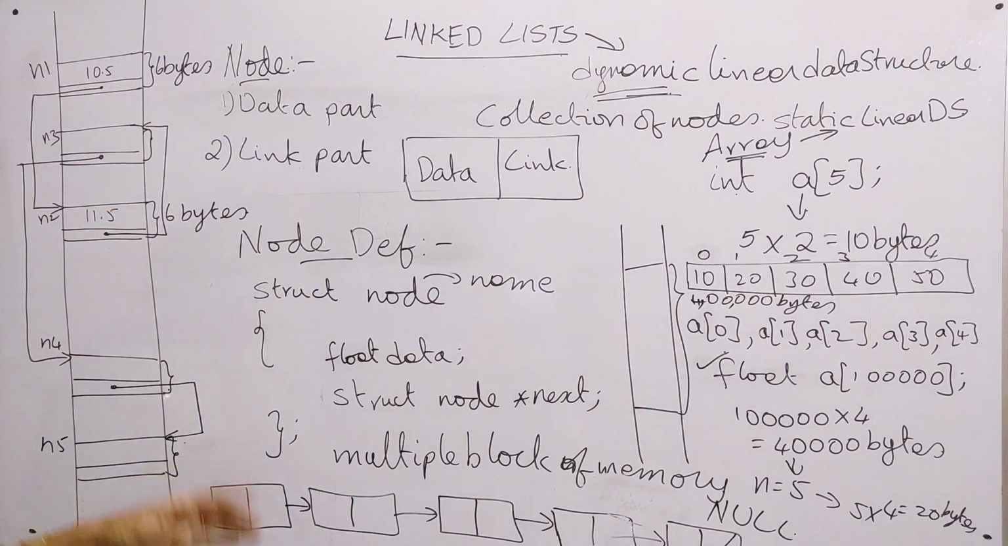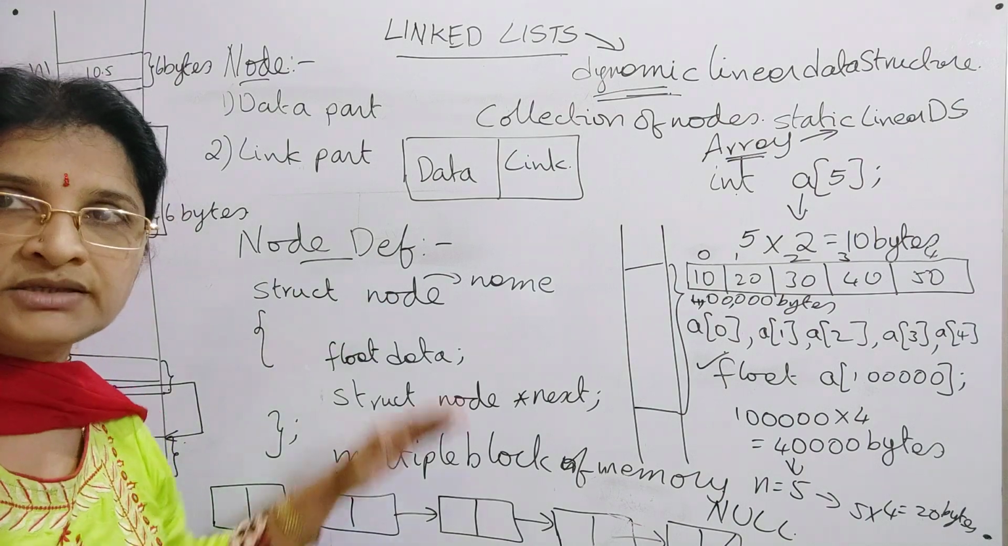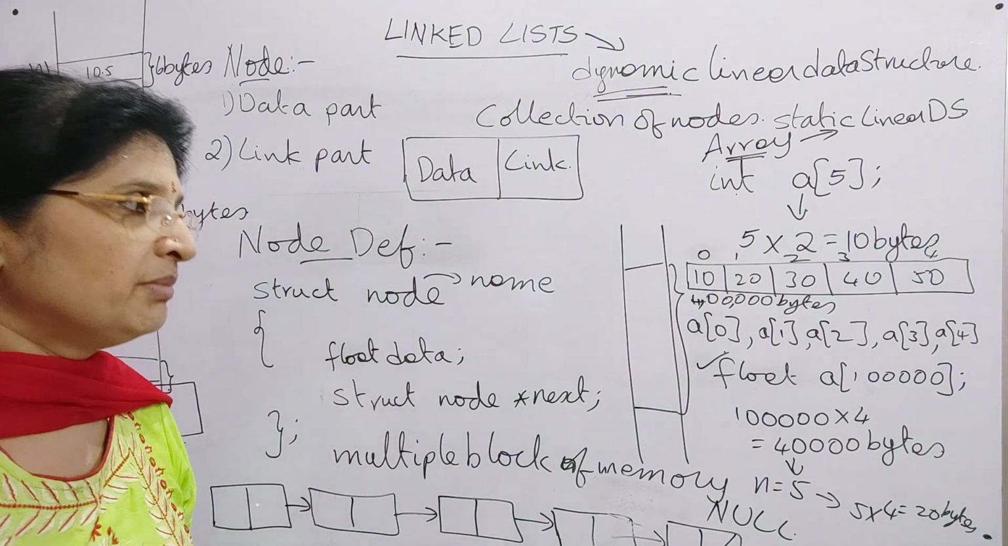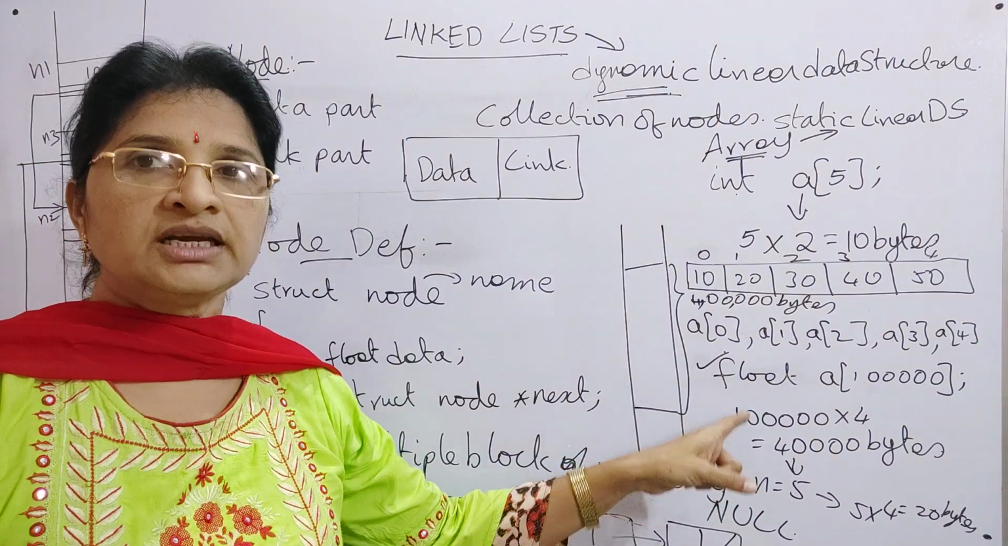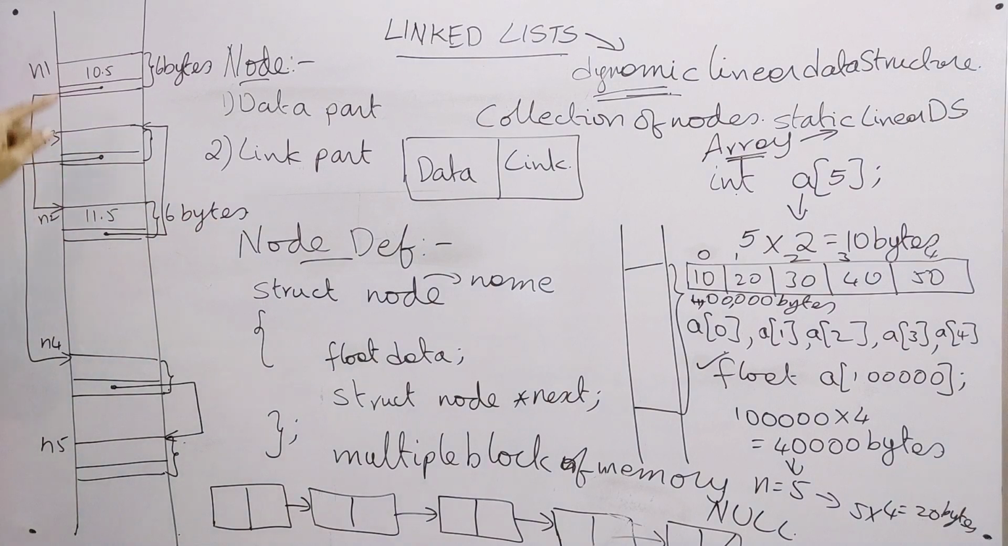Whenever you are using data structures, this is regarding the memory, that is how it will be stored in the memory. In the case of arrays, it requires continuous memory as a single block. But in the case of linked list, it requires multiple blocks, so that it can allocate memory, because all are small chunks.